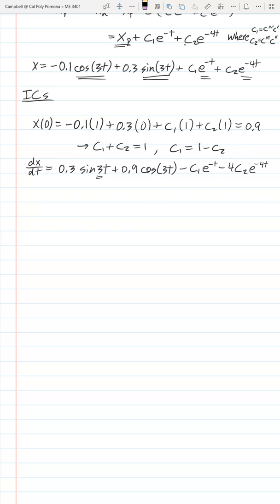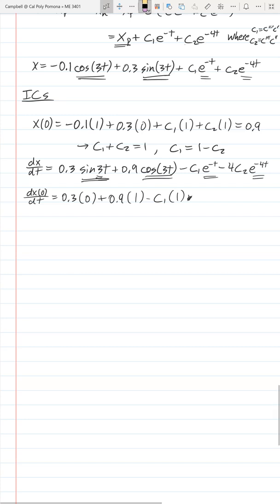So going ahead and substituting in t equals 0, let's just walk through it quickly. So sine of 0 is just going to be 0, cosine of 0 is going to be 1, and e to the 0, e to the 0, both of those will just become 1s, and we're left with 0.3 times 0 plus 0.9 times 1 minus C1 times 1. Oh, writing a plus, I don't know why, my apologies.